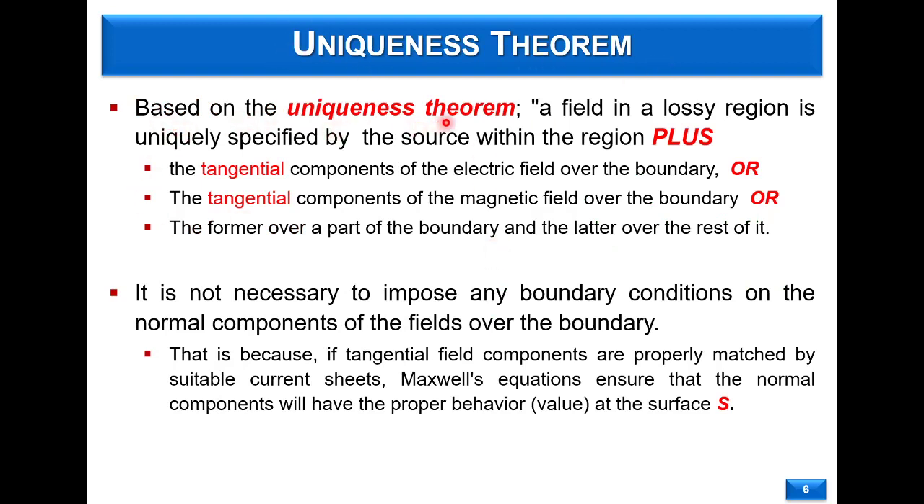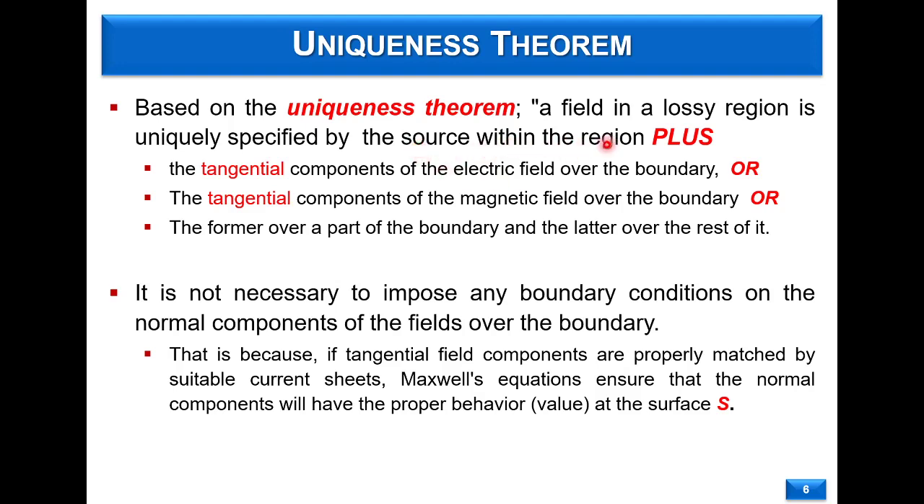Based on the uniqueness theorem, we can state that a field in a lossy region is uniquely specified by the sources within this region. So if we have a region, which means some volume surrounded by a closed surface, the field in this lossy region is uniquely specified by the sources. We know that the sources in our case is either magnetic current, which is an equivalent source, or electric current, which is a real source.